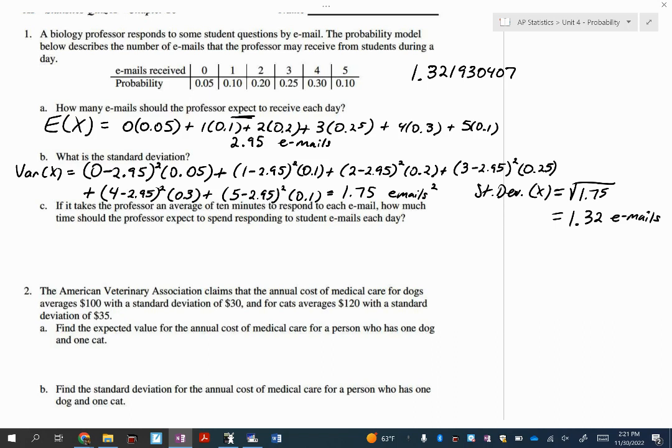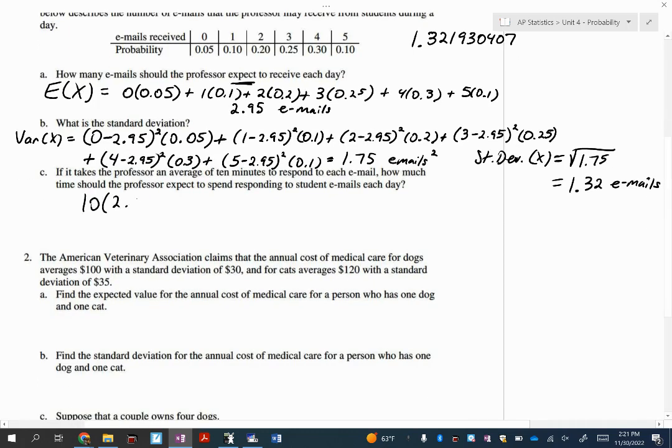All right. Part C. It says, if it takes the professor an average of 10 minutes to respond to each email, wow, that's a long time. Okay? How much time should the professor expect to spend responding to student emails each day? I think we can answer this without stats, just like logic. We can just read it. All right. How many emails do I expect the professor to receive from students each day? Essentially 3. And if it takes 10 minutes per email, how much time should he or she allot? I'm going to say 30 minutes. But yes, it's 10 times 2.95, so approximately 30 minutes.